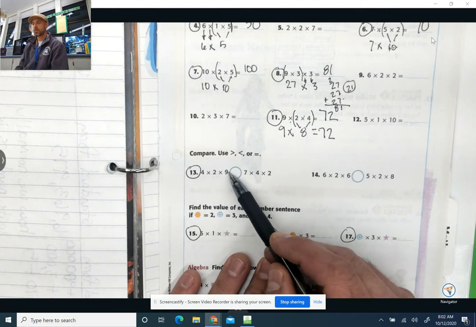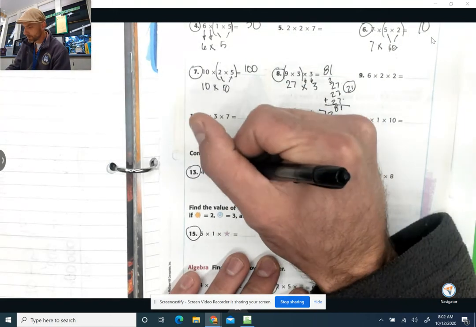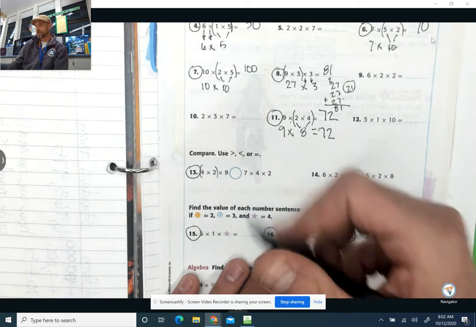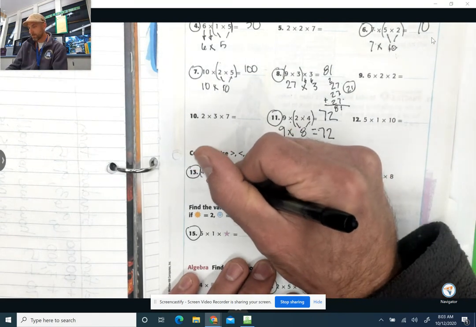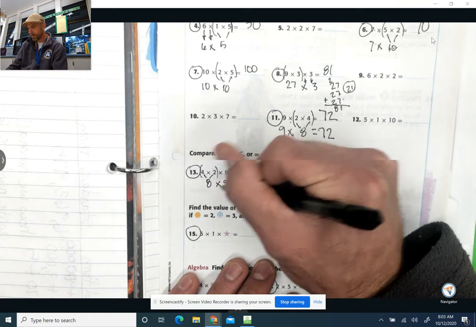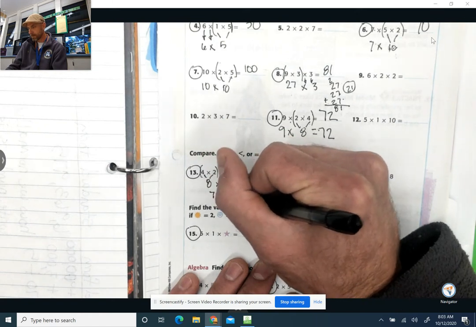4 times 2 times 9. I'm going to group the 4 and the 2 together. Keeps me working with 1 digit times 1 digit numbers. 4 times 2 is 8. Bring down what you got left over. You got your times 9. And that is 72.